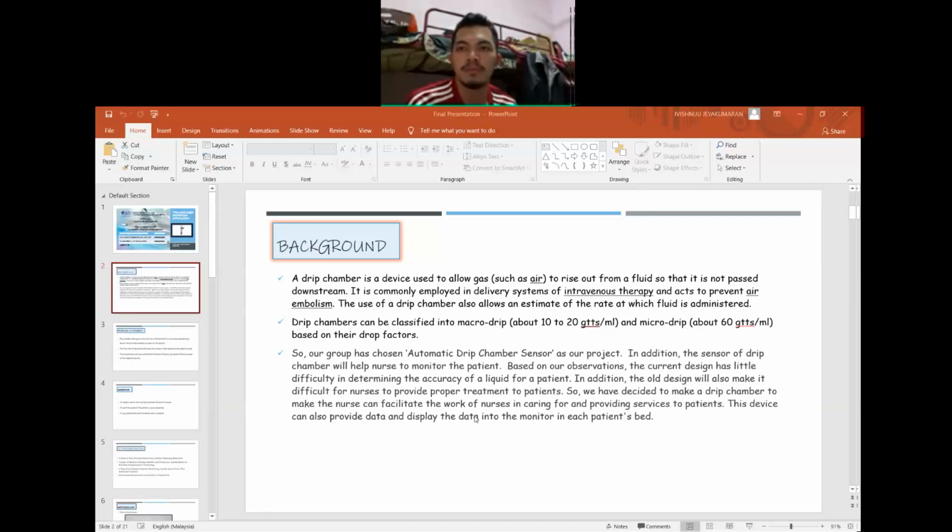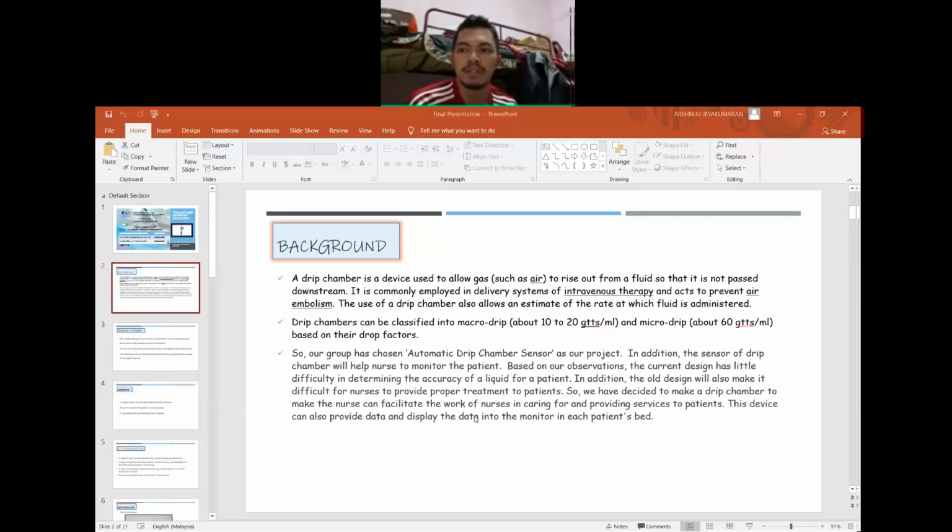Second, the drip chamber can be classified into the macro drip, about 10 to 20 GTTS per ml, and the micro drip, about 60 GTTS per ml, based on their drop factor. Lastly, for background, our group has chosen automatic drip chamber sensor as our project. In addition, the sensor of the drip chamber will help nurses to monitor the patient.